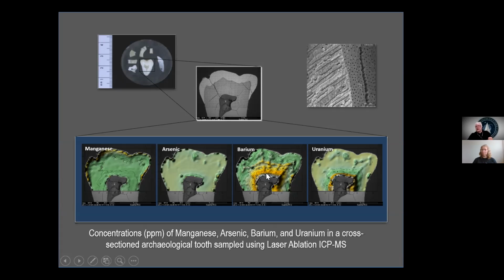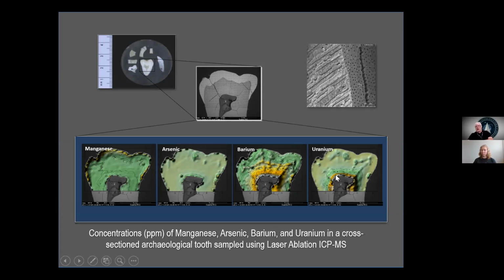Barium does it quickly. Strontium, the metal strontium, does it even more quickly. Uranium, which is like barium and strontium, does it a little bit more slowly, but you can see that it's moving into the pulp chamber, the roof of the pulp chamber of the tooth.